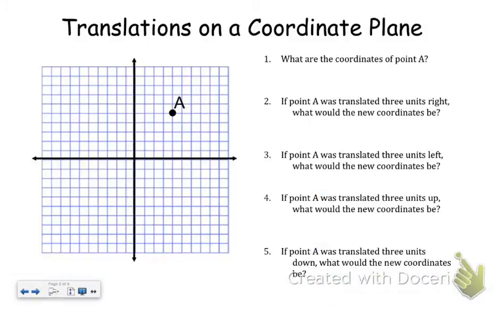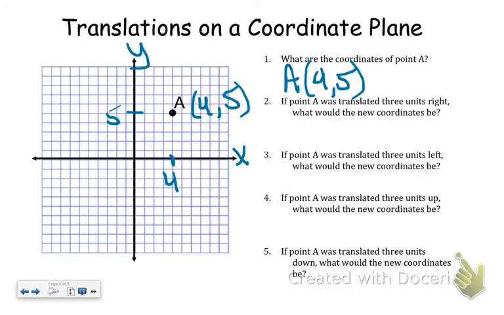Let's read and answer the problems on the right to determine how point A changes in our coordinate plane as we perform different types of translations. So first, let's identify the original location of point A. When you're reading your graph, you're always scanning your x-axis and then going up to your y-axis. So point A is at 4, 5 on our coordinate plane. We are at 4 on x, and we are at 5 on y. So its ordered pair is 4, 5.